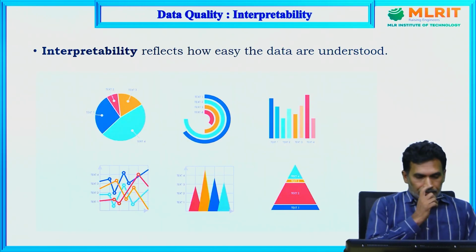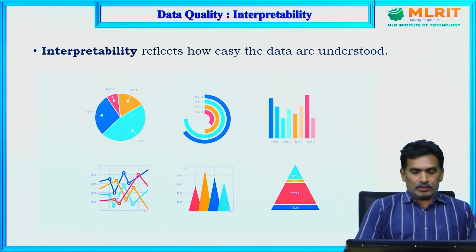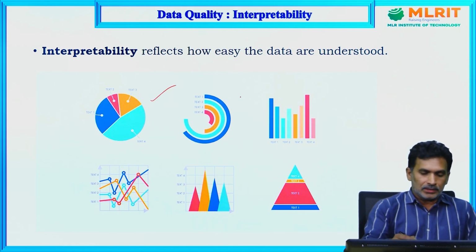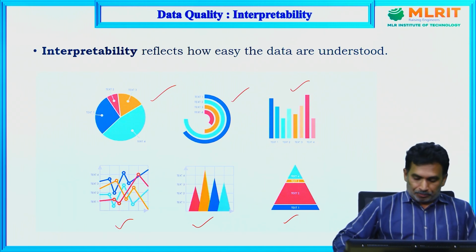Another factor which comprises data quality is interpretability. Whatever the data, it should be easily understood by the customers or end users. Let us take some visualizations. These are some visualizations of the data. By seeing these visualizations, like pie charts, bar charts, line charts, the customers could easily understand the data. So this is another important factor.